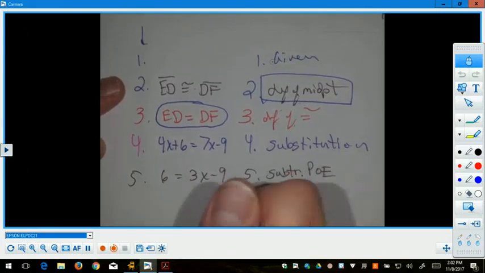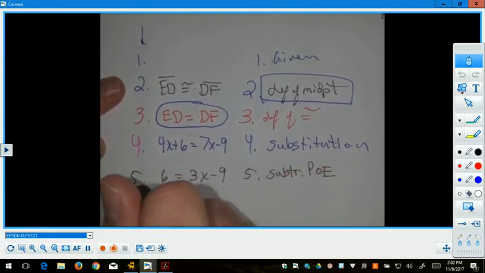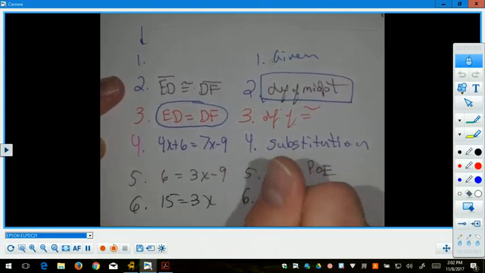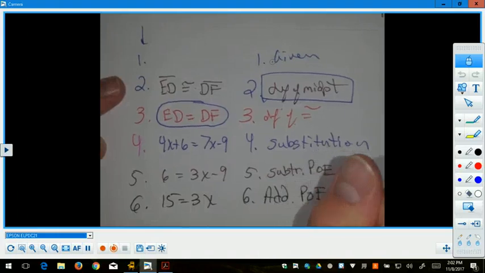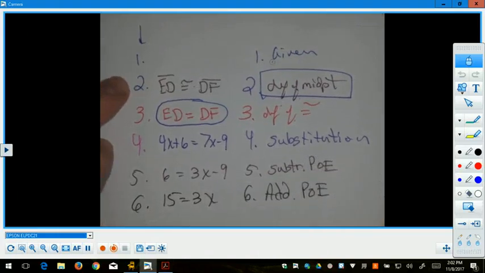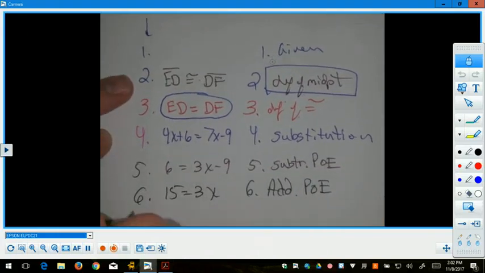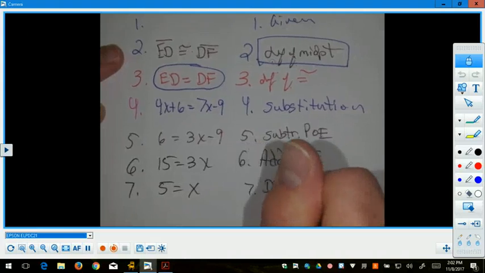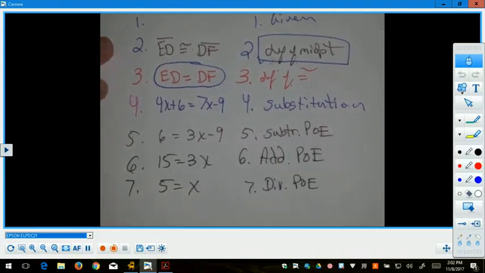To get my next line, I'm going to add 9 to both sides. So this is going to give me 15 equals 3x. Since I added to both sides, I used the addition property of equality. Now I'm going to do line 7, which is divide by 3. So 5 equals x, using the division property of equality.